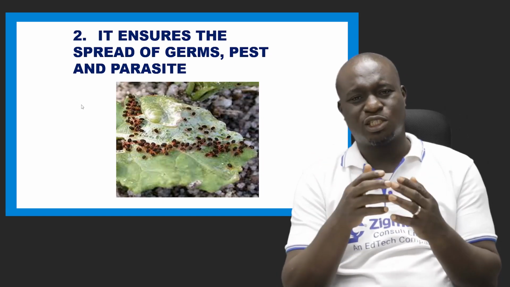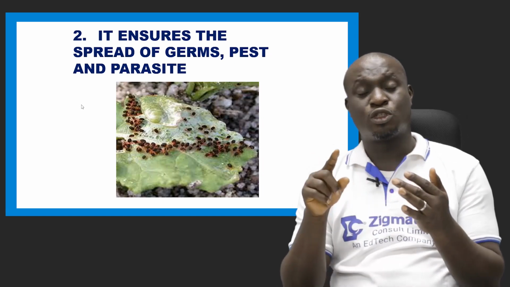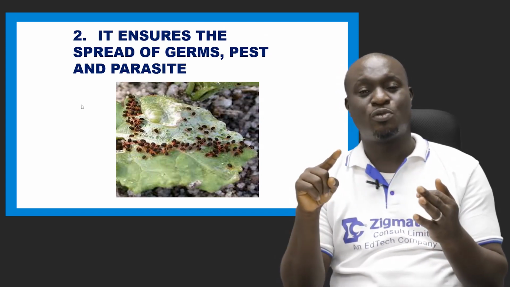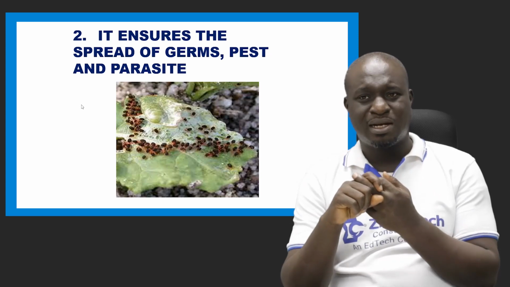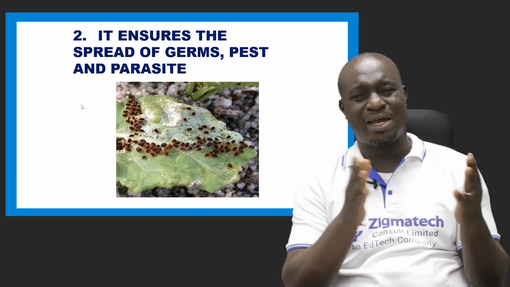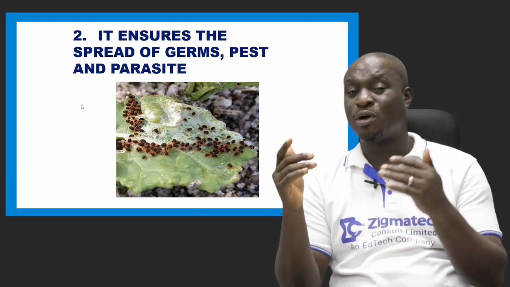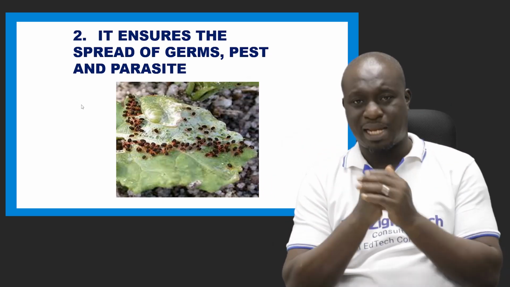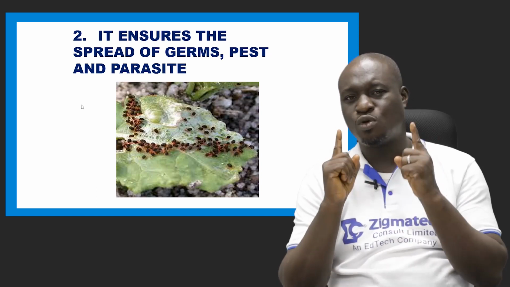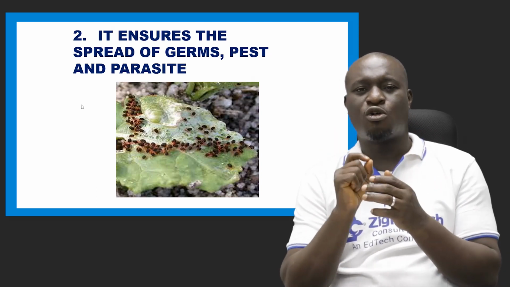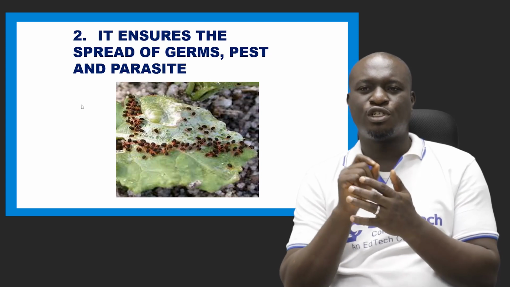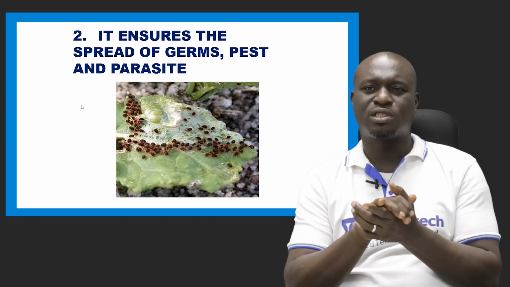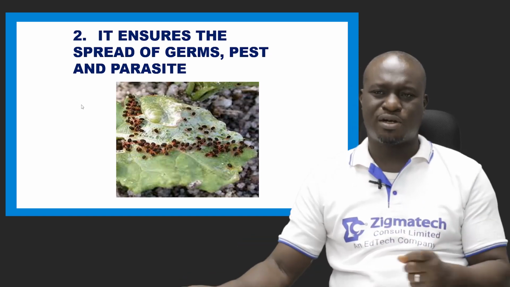In our subsequent classes, we're going to be talking about pests, diseases of plants, and parasites. We have two types of parasites, the endo and the ectoparasites. We're going to be looking at the parasites of both animals as well as plants. But first of all, I want you to understand that one of the effects of continuous cropping is to ensure the spread of germs, pests, and parasites.